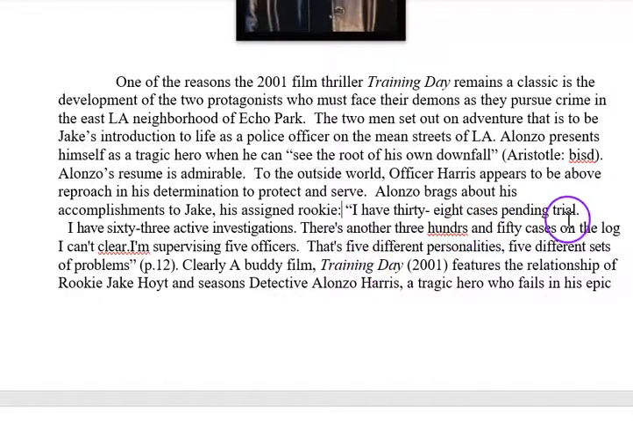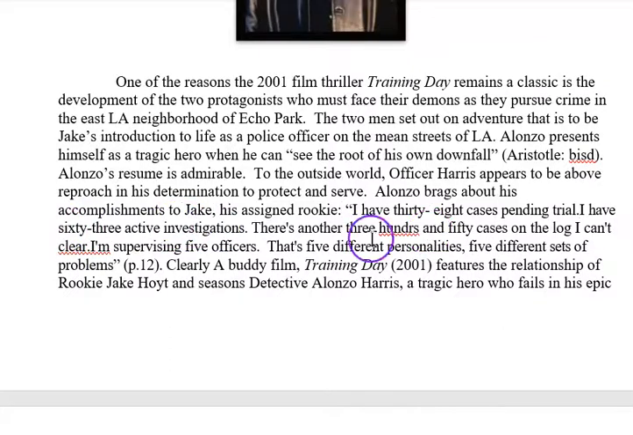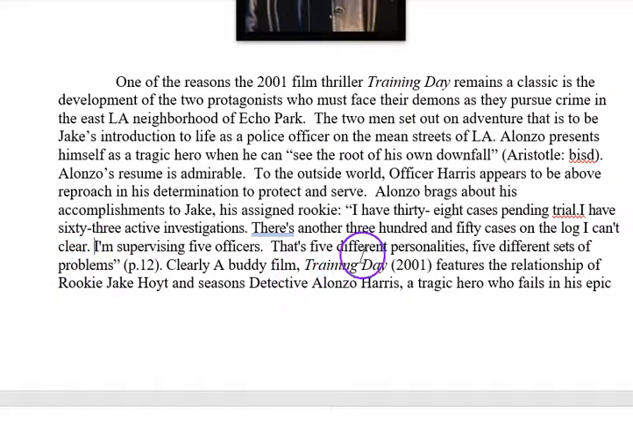I have 38 cases pending trial. I have 63 active investigations. There's another 350 cases on the log I can't clear. I'm supervising 5 officers. That's 5 different personalities, 5 different sets of problems.